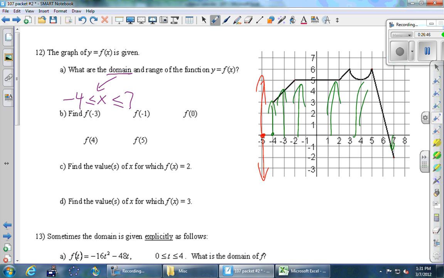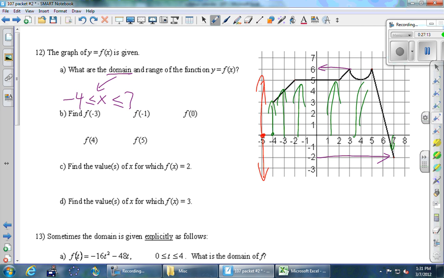Domain is x's. The range is y's. So we're looking not left, right anymore, but bottom to top. Where does this graph start at the bottom? It starts at -2. That's the lowest point on the graph. And then it goes up and up and up, and we get all of these points until we get to what number at the top? 6. 6 is the highest number you will get.